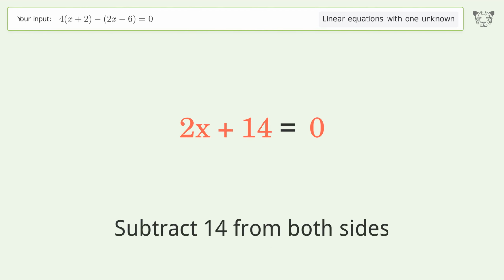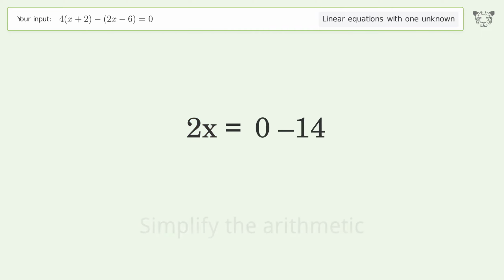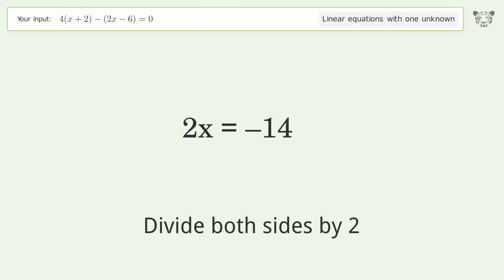Subtract 14 from both sides. Simplify the arithmetic. Isolate the x. Divide both sides by 2.